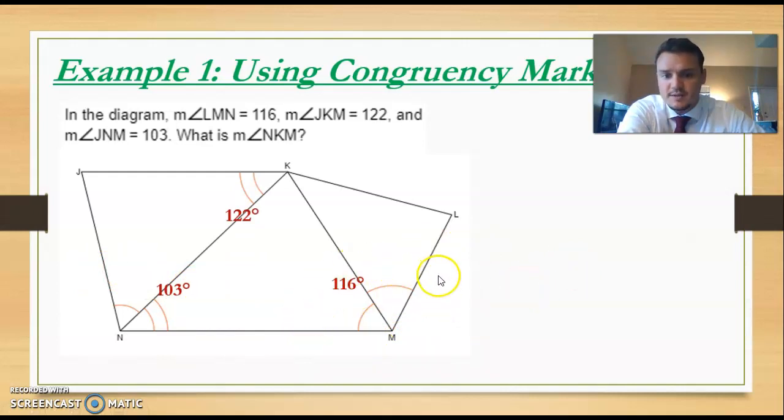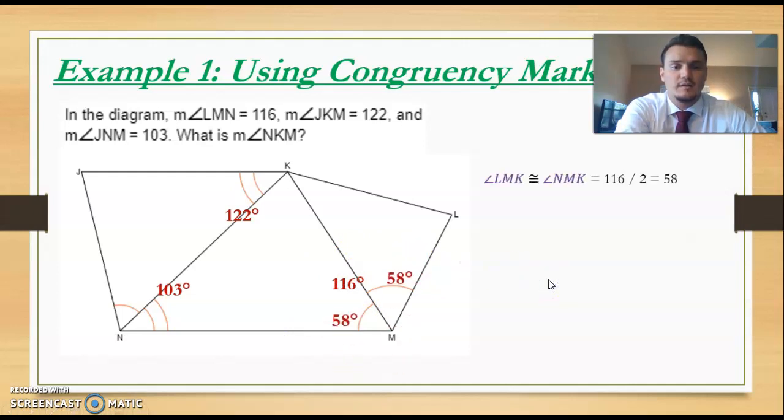So this whole thing is 116. This whole thing is 122, or this whole angle, and this whole angle is 103. They want us to figure out what NKM is. So in order to figure that out, we have to use these congruency arc marks. So again, 116 is this whole angle right here. If this whole angle is 116 and both of these angles have the same number of arc marks, it means they're the same. So we just do 116 divided by 2, and that tells us that each of these angles has to be 58 degrees.